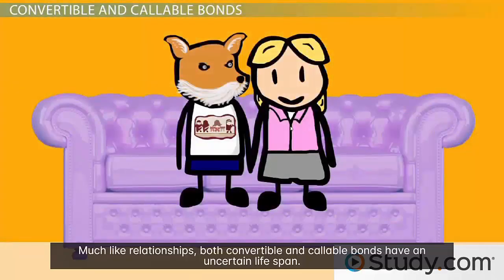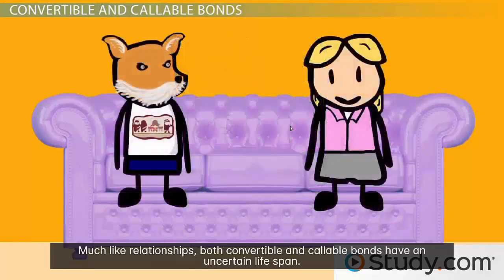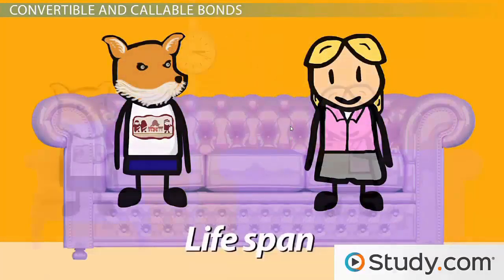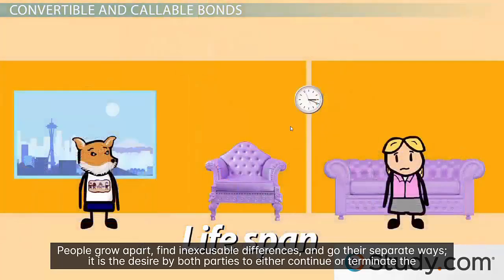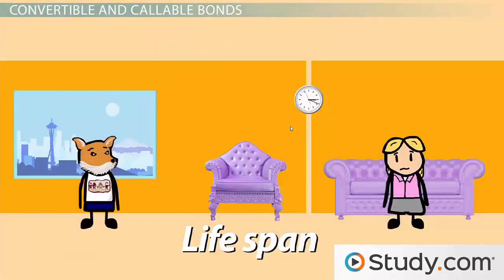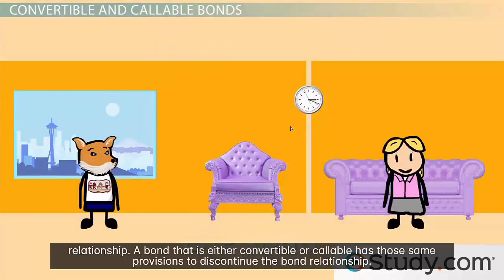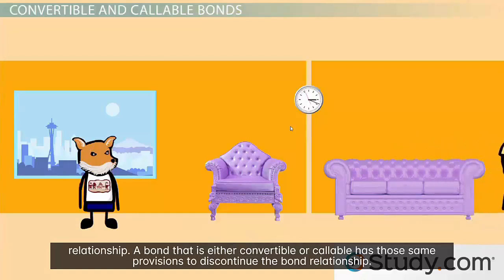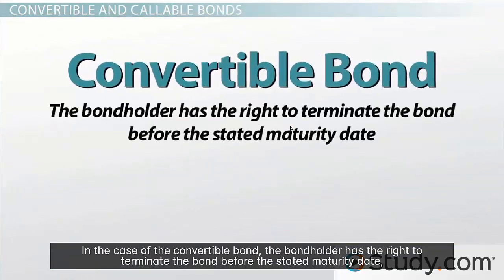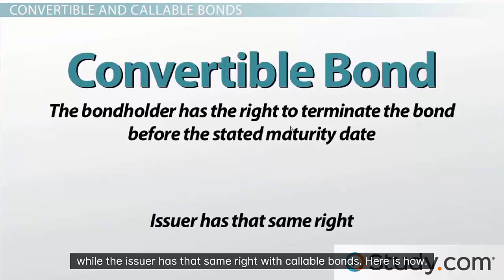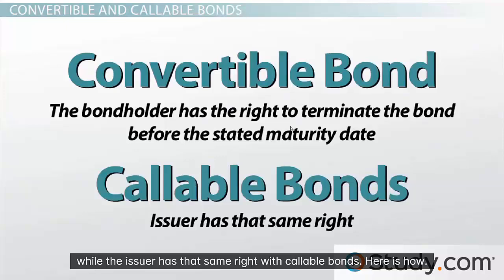Much like relationships, both convertible and callable bonds have an uncertain lifespan. People grow apart, find inexcusable differences, and go their separate ways. It is the desire by both parties to either continue or terminate the relationship. A bond that is either convertible or callable has those same provisions to discontinue the bond relationship. In the case of the convertible bond, the bondholder has the right to terminate the bond before the stated maturity date, while the issuer has that same right with callable bonds.